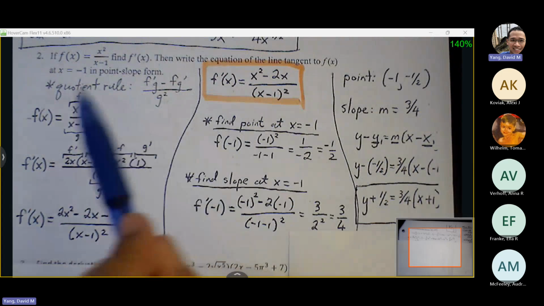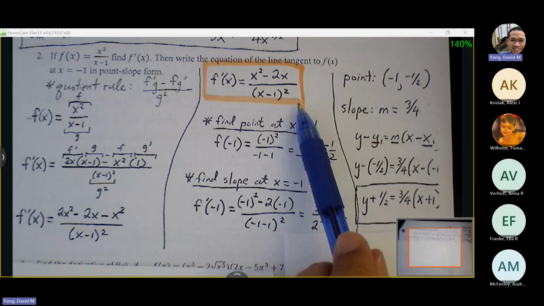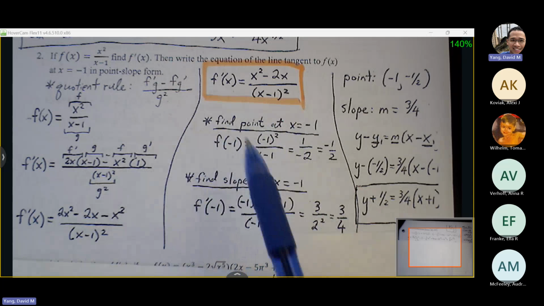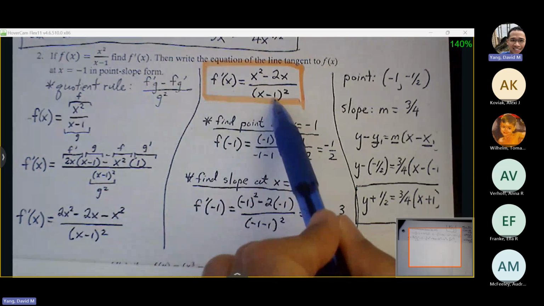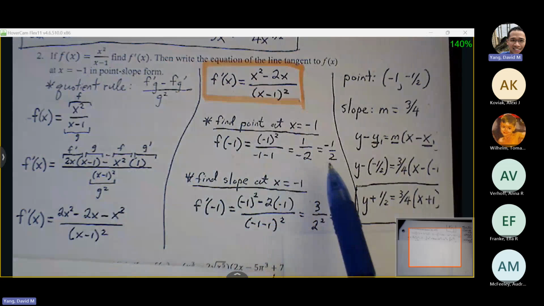All right, so this is really the only calculus part of the problem here. Any questions up to this point? Okay, from here, it should be pretty straightforward. You're just plugging in values into the function, into the derivative. The function will give you your y value. The derivative will give you your slope.